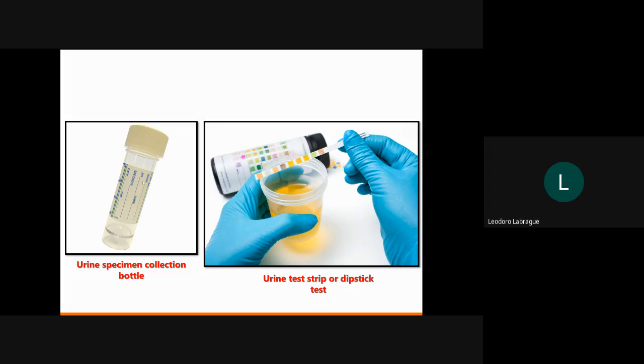Okay? And on the other side, you will see this bottle. We call this one as urine specimen collection bottle. When you collect urine from your patient, you ask your patient to void in this bottle and put the name of your patient, write the date and the time. You're going to do this urine test strip or dipstick test on the 10th week. This is a very exciting procedure.